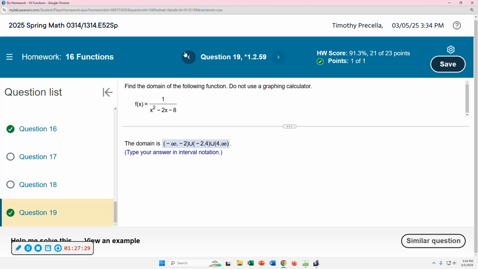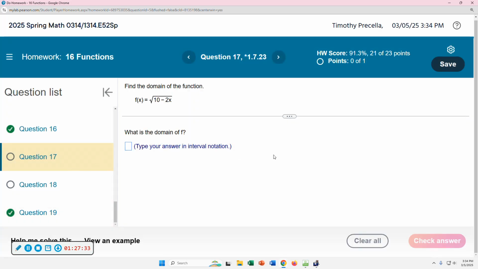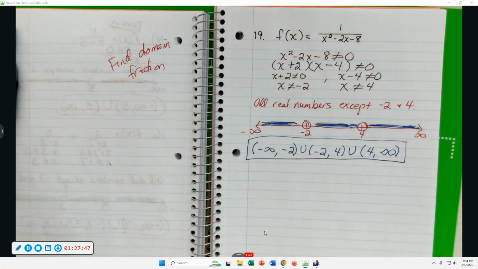And look at number 17. There's something different from this one. What does this function have that the previous functions did not have? A square root. Remember what Tony said: you want to avoid imaginary numbers. No square roots of negatives.